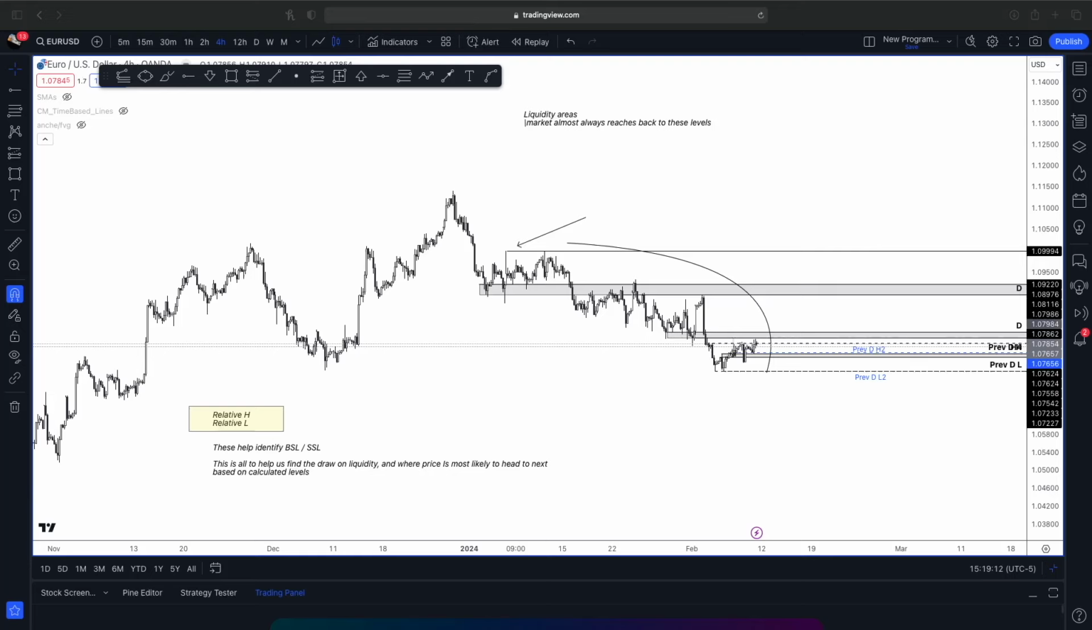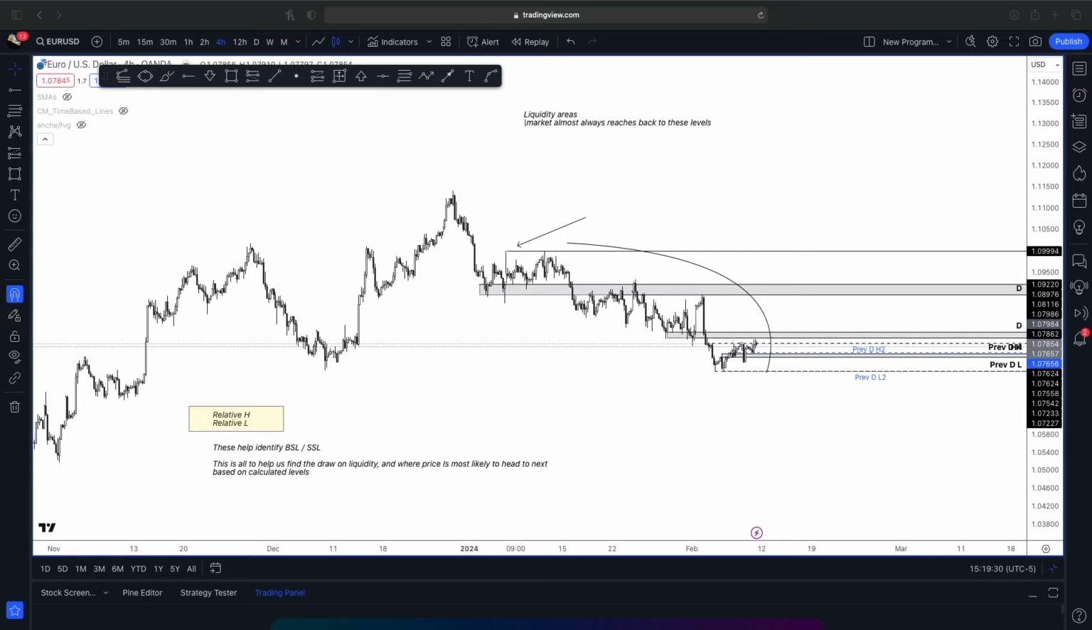What we're going to be going over is relative highs and lows, right? When you're able to mark off levels like these, relative highs and lows, they help us do a couple of things. Again, we're always using these terms. They help us identify the liquidity areas, where orders are stacked, the buy side liquidity, the sell side liquidity.